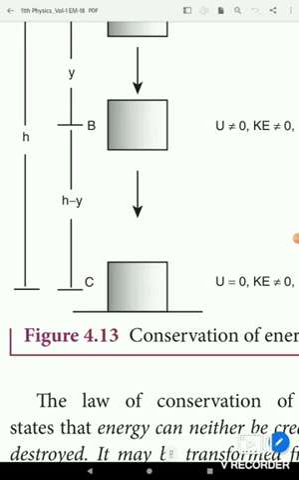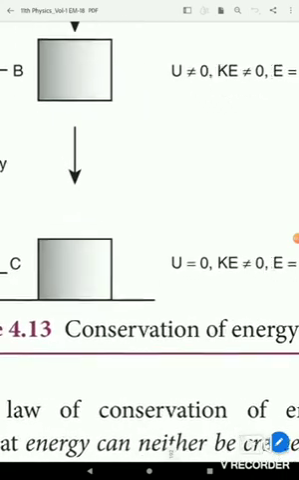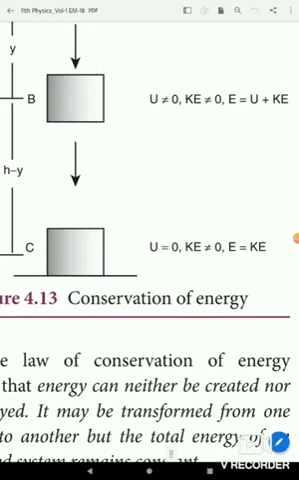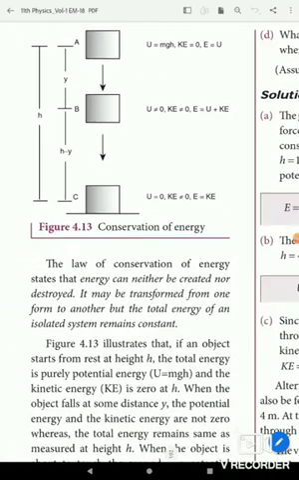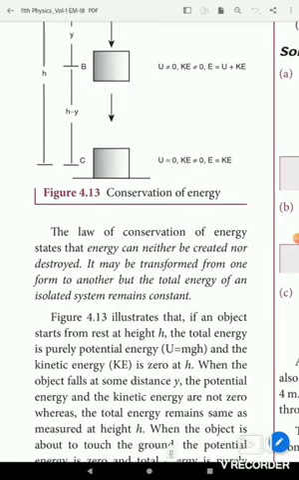Potential energy decreases, and it reaches the ground. U equal to 0. Potential energy becomes 0. Kinetic energy is not equal to 0. So the total energy is the kinetic energy. So the law of conservation of energy states that energy can neither be created nor destroyed. It may be transferred from one form of energy to another form of energy, but the total energy of an isolated system remains constant. Mark it, this one.